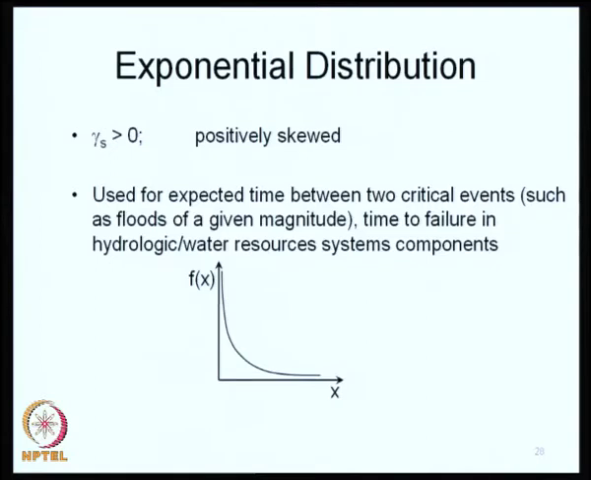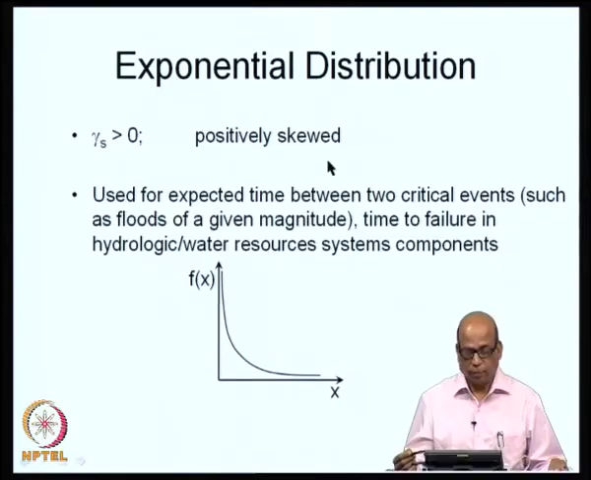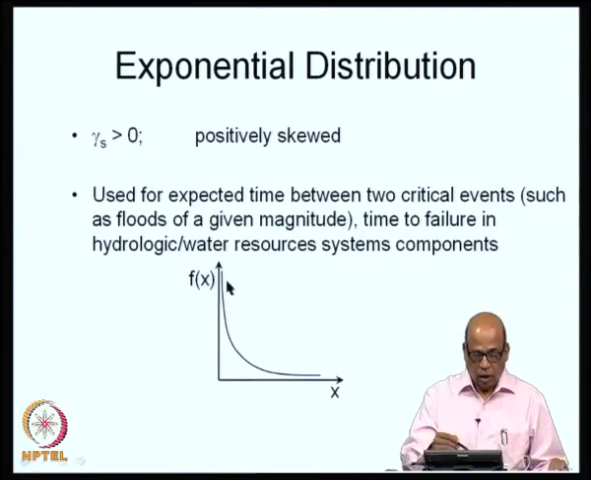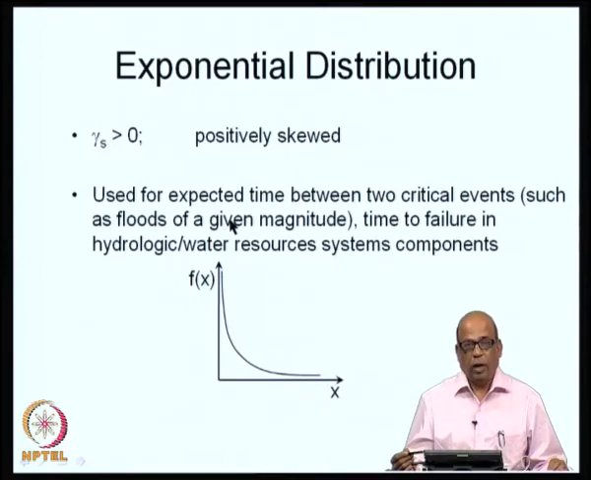So, let us do some example on this. As I said, the exponential distribution is a positively skewed distribution, and it is used for expected time between two critical events such as floods of a given magnitude or time to failure of hydrologic water resource systems components and so on.